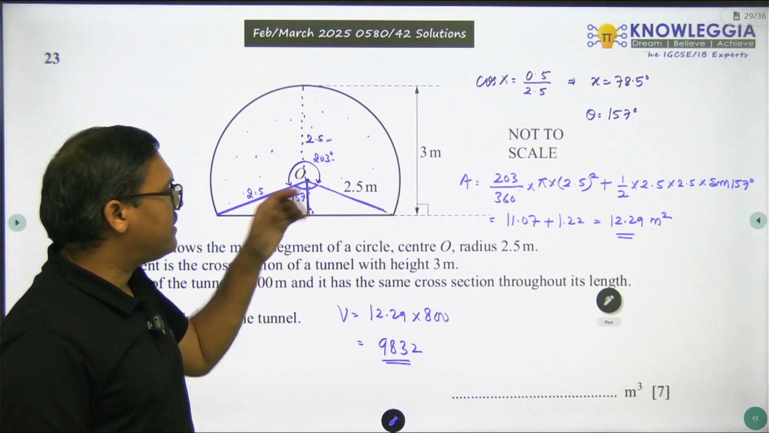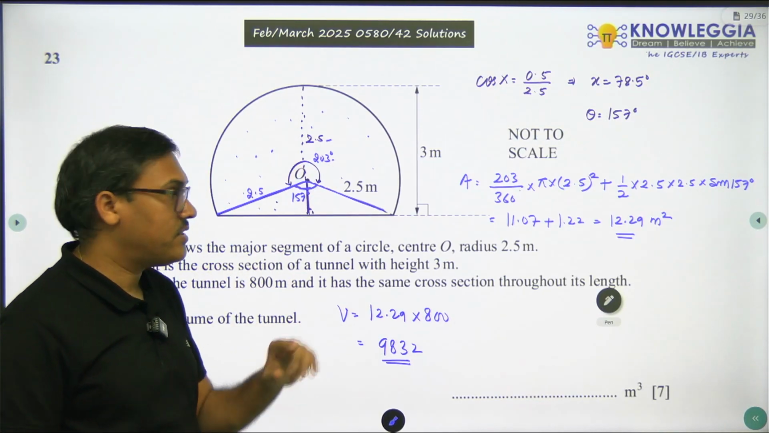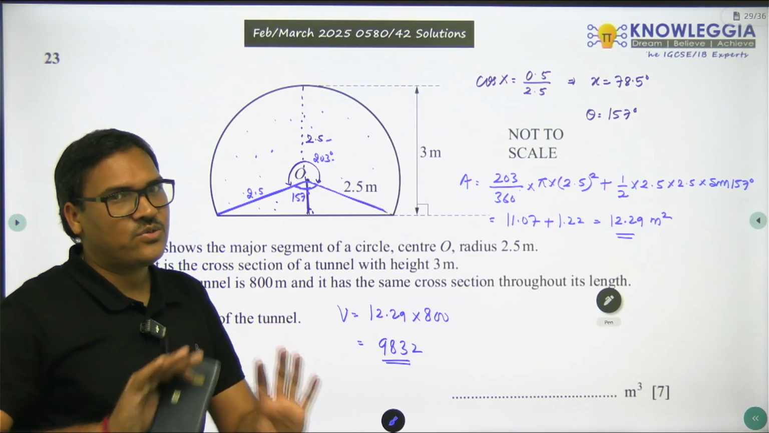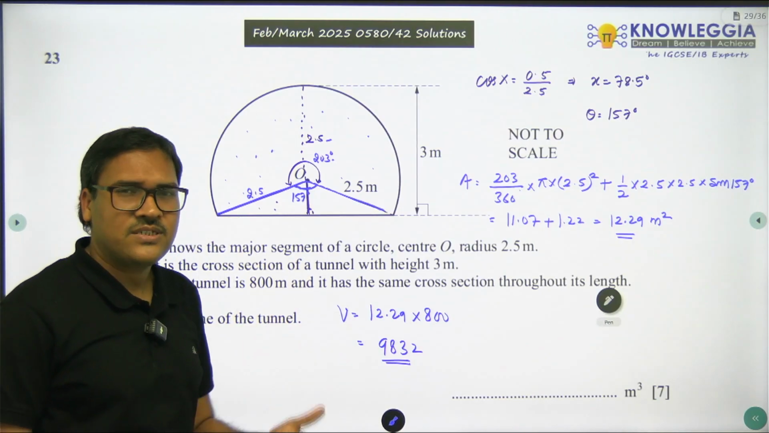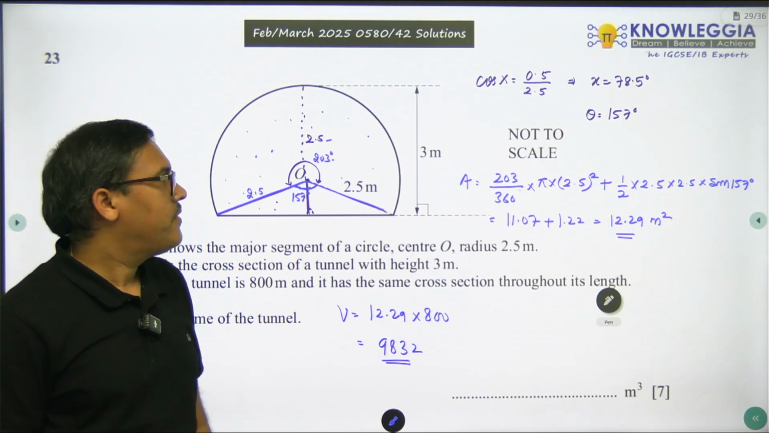So understand the method. How you got this: the area of cross section, for which you got the area of the sector and the triangle. This is how you can solve it. I hope you have understood all the questions. And if you have not understood any question, just go slowly. None of the questions are very difficult. Okay. So that's it for this.